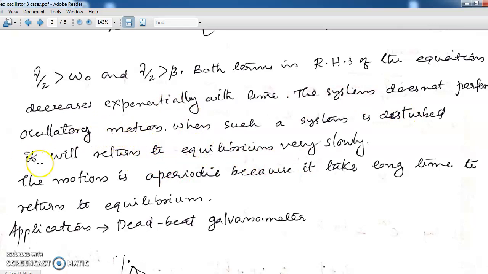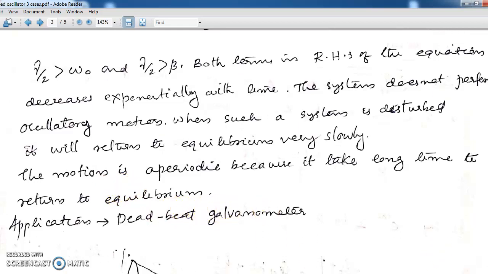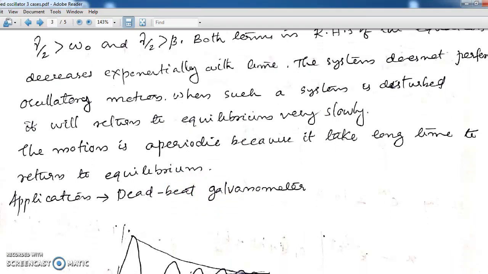The result is that the system will not perform an oscillatory motion. When such a system is disturbed, it will return to the equilibrium position very, very slowly. The motion is called aperiodic because it takes a long time to return to the equilibrium position. The application of this is in the deadbeat galvanometer.